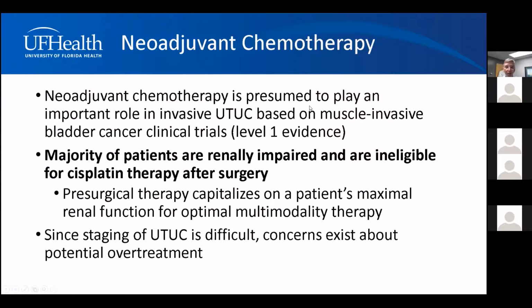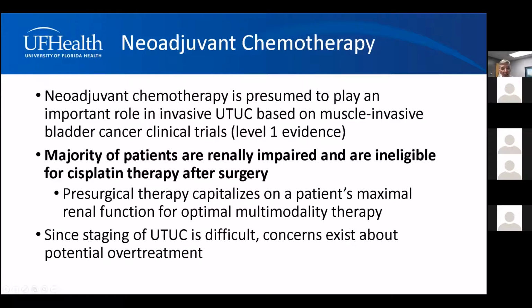Neoadjuvant chemotherapy is presumed to play an important role in invasive upper tract UC based on muscle invasive bladder cancer, where we really have level 1 evidence of the benefit of neoadjuvant chemotherapy. But the majority of the patients in this disease are renally impaired and are ineligible for cisplatin therapy after surgery. And so the pre-surgical therapy capitalizes on the patient's maximum renal function for optimal modality therapy. So we'll make this point later that we have something that's going to help us in the future.